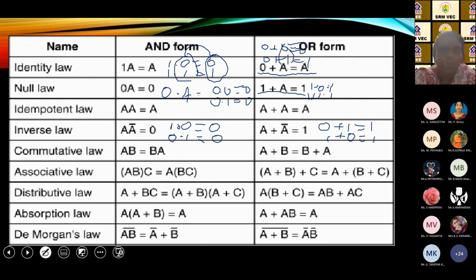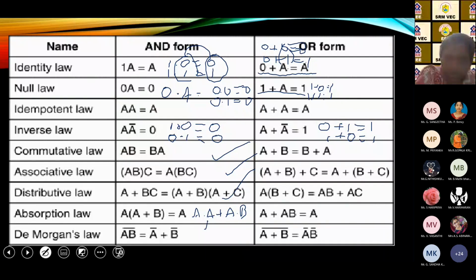Then I have explained the commutative law, associative law, and the distributive law. Then we'll go for the absorption law. Very simple. Take care. When you multiply A dot A plus A dot B. What is A dot A? A dot A plus AB. How to write this as A?